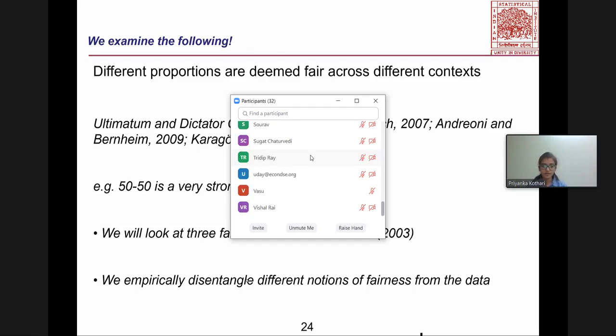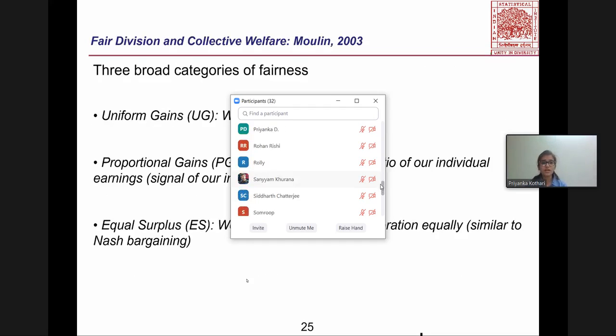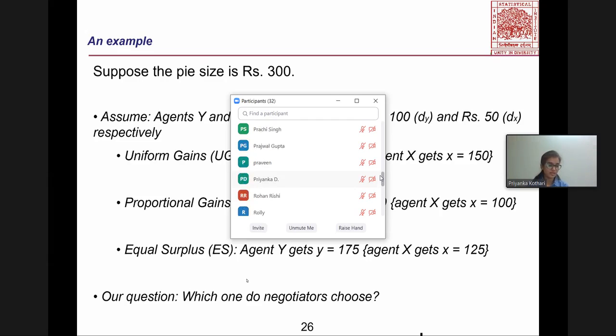And so we try to answer this question in a particular setup of unstructured bargaining, and we try to analyze the three fairness ideals. I'll explain these ideals in a moment, given in a beautiful book by Moulin called Fair Division and Collective Welfare. We make the subjects bargain, and then we try to empirically disentangle different notions of fairness from the data. So these are the three notions.